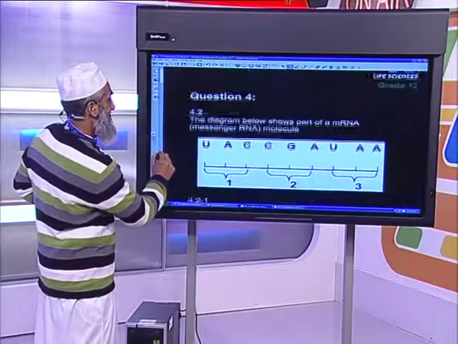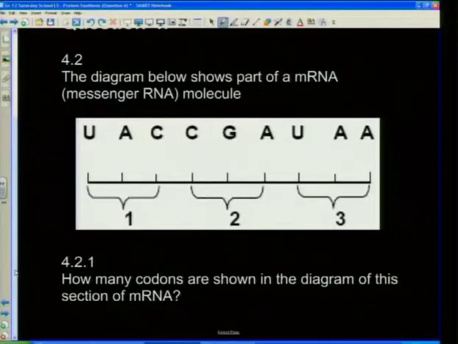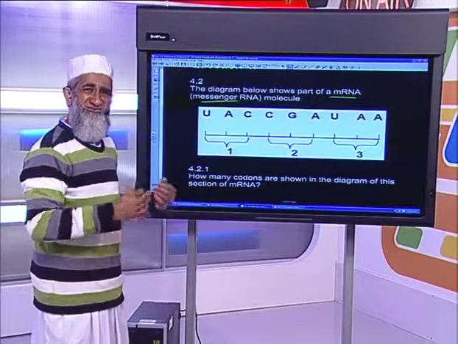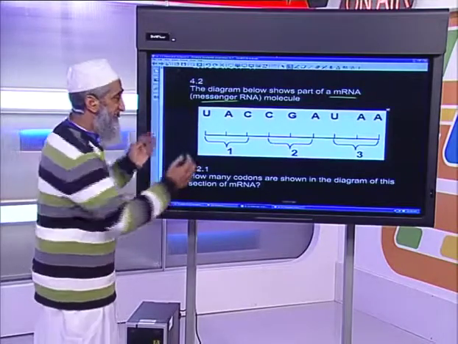To move further, still the same idea. The diagram below shows part of a messenger RNA. There they're giving it to you, messenger RNA. This one here, guys, I found very strange when we had it in the exams. Many learners couldn't answer the first question. And look how easy this question is. It says, how many codons are shown in the diagram of this section of messenger RNA? The examiners made it easy for you by even numbering them. 1, 2, 3. And the answer, yes, you got a lollipop for guessing: 3. There were 3 codons here.